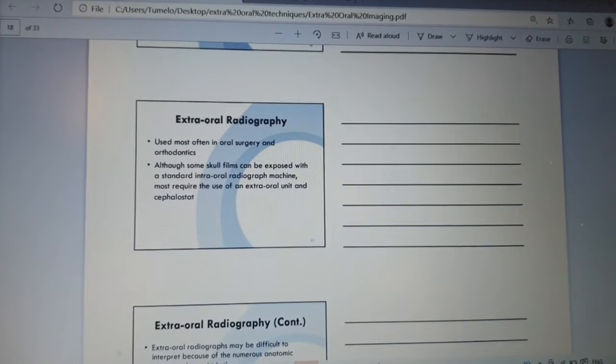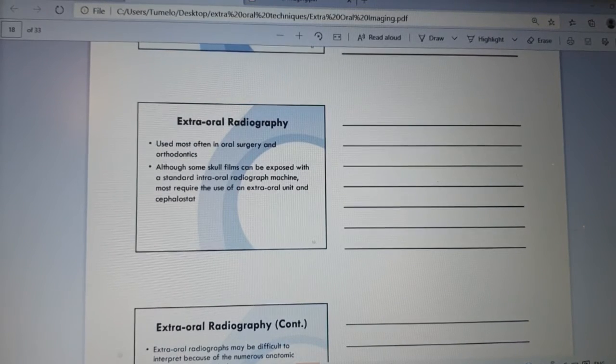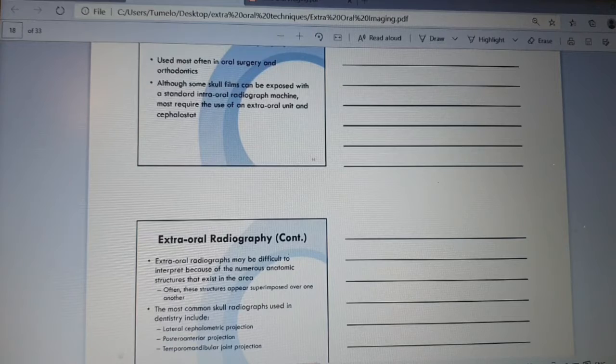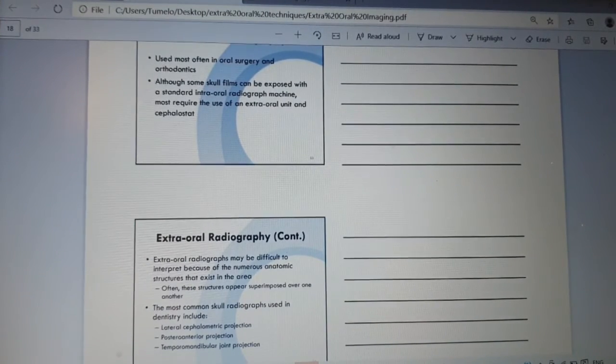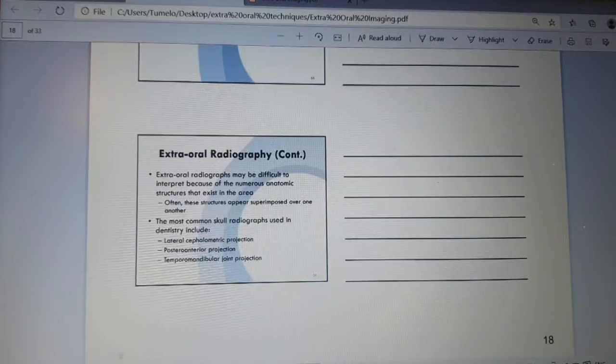Okay, and then we just carry on with extraoral radiography. As we've discussed before, the specialities that make use of extraoral radiographs the most tend to be orthodontists as well as oral and maxillofacial surgery. Some of these skull films can be exposed with a standard intraoral radiographic machine, but most of these require the use of an extraoral unit as well as a cephalostat.